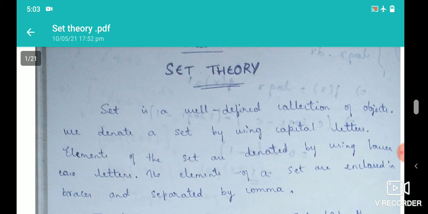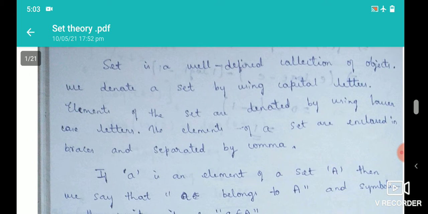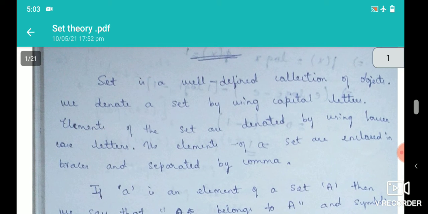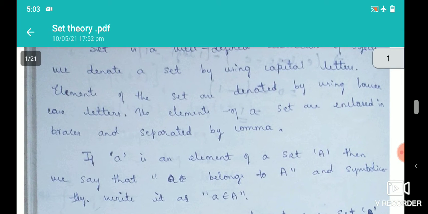Then all these courses become members of that particular set, and we denote a set with a capital letter. For example, the set of all natural numbers N, or Q for rational numbers. There are different set notations. The elements of a set are denoted using lower case letters. There are certain rules for representing sets.